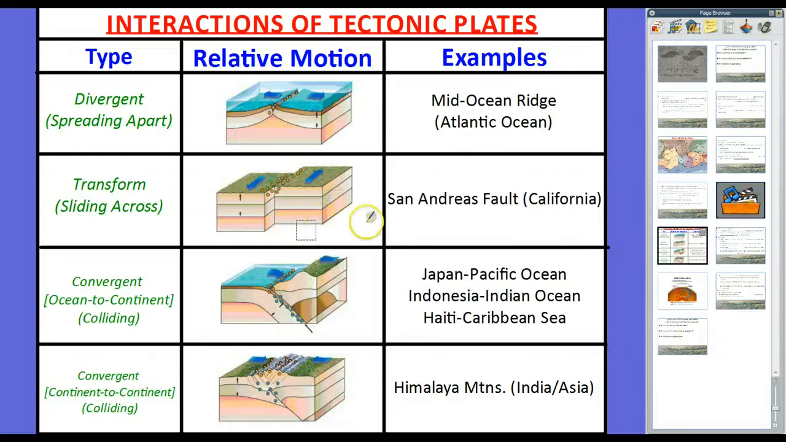Transform plates, they're sliding across from each other. Okay, they're sliding across, they're catching, causing earthquakes. The San Andreas Fault in California is an example of this. You have convergent, or ocean-to-continent plates. Okay, they're colliding. The more dense of the two is slipping under. Good examples of this are Japan colliding with the Pacific Ocean, Indonesia colliding with the Indian Ocean, also Haiti in the Caribbean Sea. And then we have continent to continent colliding where mountains will form, and that's the Himalayas.